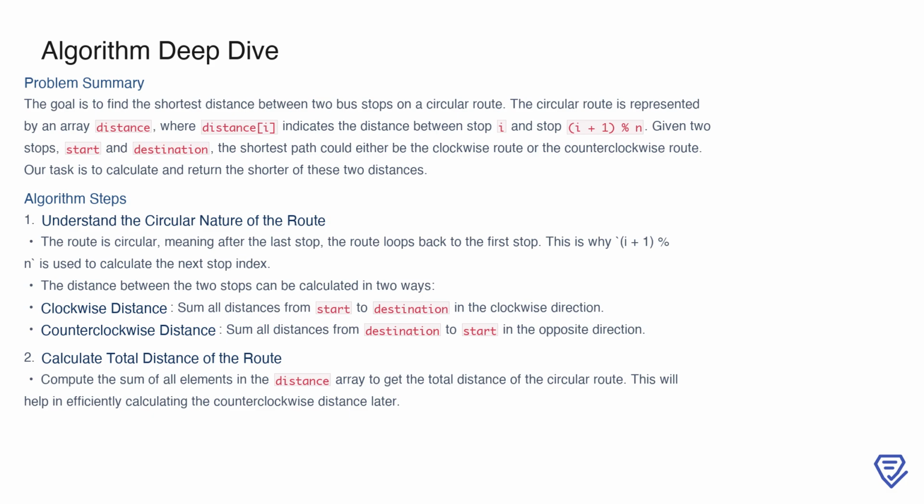To solve this, we can calculate the distance in two ways: the clockwise route, where we sum the distances from the start stop to the destination stop, and the counterclockwise route, which sums the distances in the opposite direction. Our goal is to compute both distances and return the smaller one. To simplify calculations, we start by computing the total distance of the entire route, as it will help us determine the counterclockwise distance more efficiently later on.